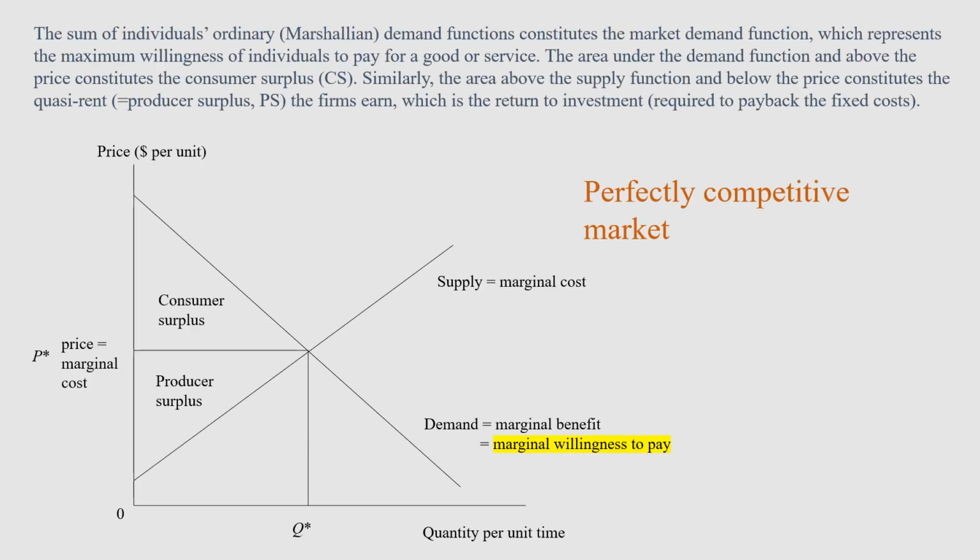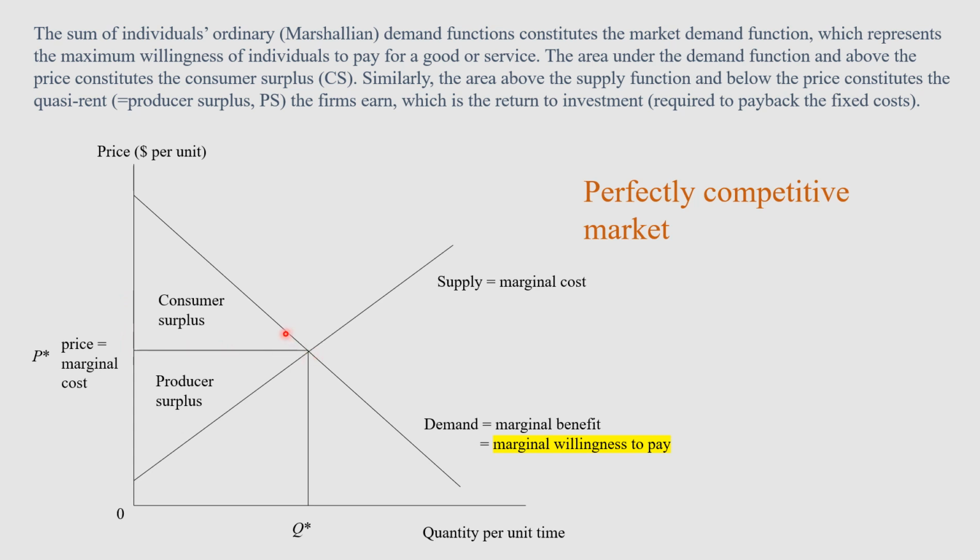So we come to this last slide, where the sum of individuals' ordinary demand functions, the sum of their individual Marshallian demand functions, constitutes the market demand, which represents, and this is really important, the maximum willingness of individuals to pay for a good or service. Now, the demand function is a marginal benefit, a marginal willingness to pay. All right, marginal benefit or marginal willingness to pay. So that means that the area underneath any marginal curve refers to the total benefit, the total. So the area under the demand function and above the price therefore constitutes consumer surplus.